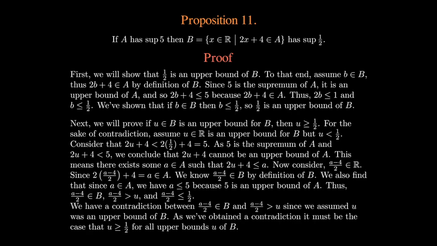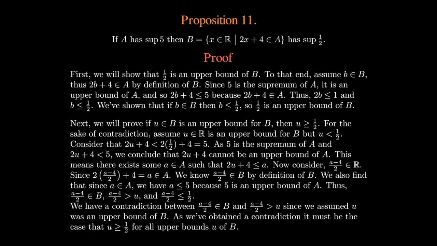Next, we'll prove that if u is an upper bound for B, then u is greater than or equal to 1/2. Once more, we do this with contradiction. We assume that u is an upper bound for B, but u is strictly less than 1/2. Now we consider 2u plus 4, which we know is strictly less than 2 times 1/2 plus 4, which is equal to 5.